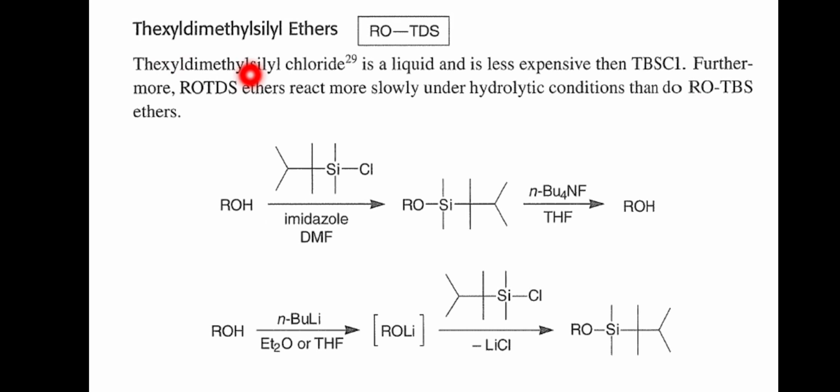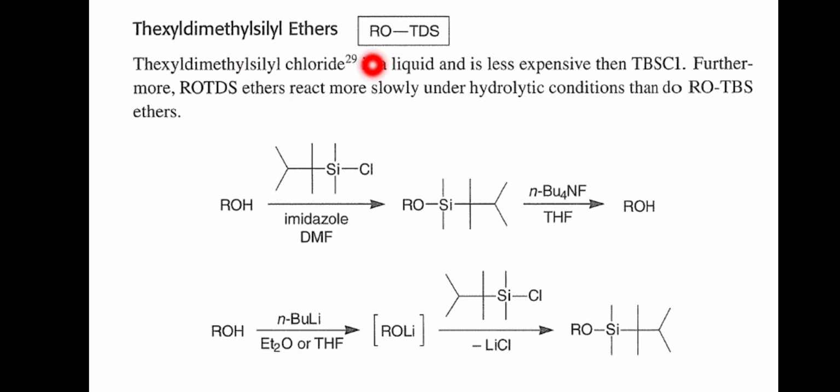Then there is something called thexyl dimethyl silyl ethers, the TDS group. Now what is the TDS group? T for thexyl, D for dimethyl silyl. So this group is called a thexyl group. Then there are 2 methyl groups and silicon chloride. So this is called thexyl dimethyl silyl chloride.